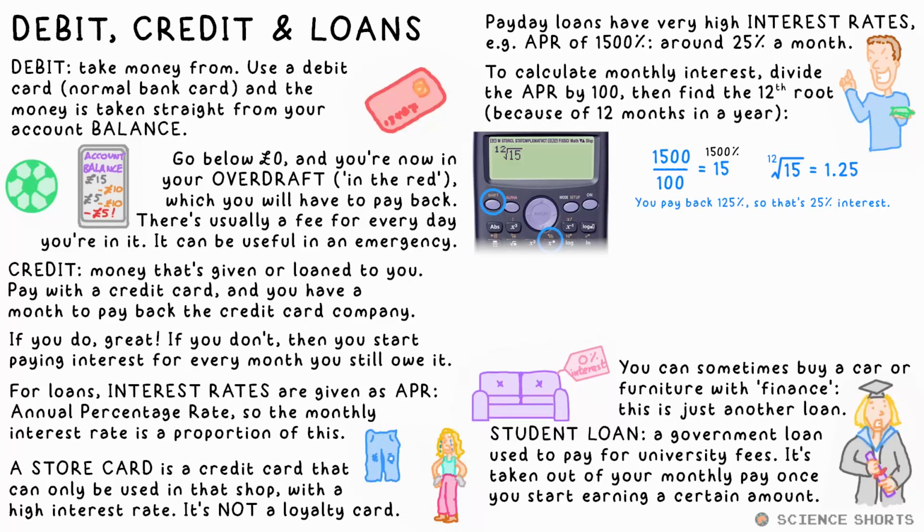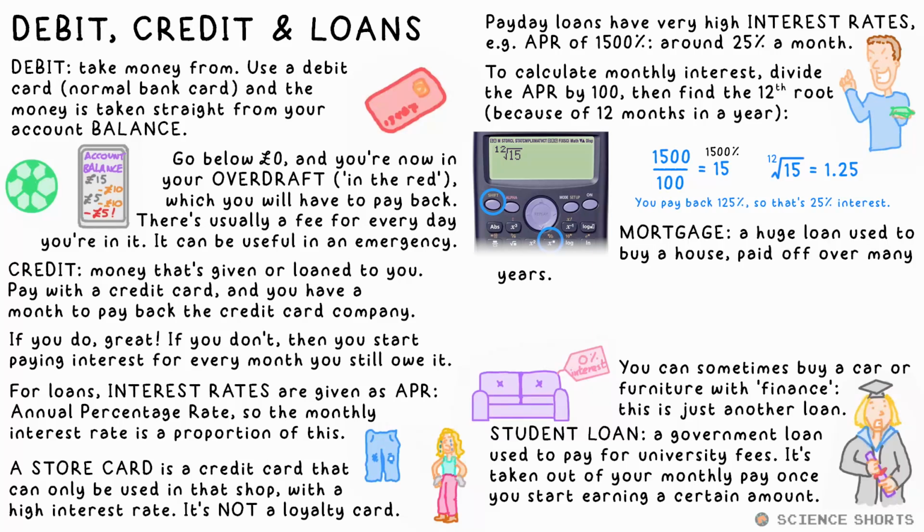How did I find this 25%? I took the 12th root, because there are 12 months in a year, of 15, because that's 1,500% in decimal form, as it were. This gives 1.25. That's because this debt compounds every month to make that 1,500%. More on compound interest in a bit. Basically 1.25 to the power of 12 over a year gives us 15.